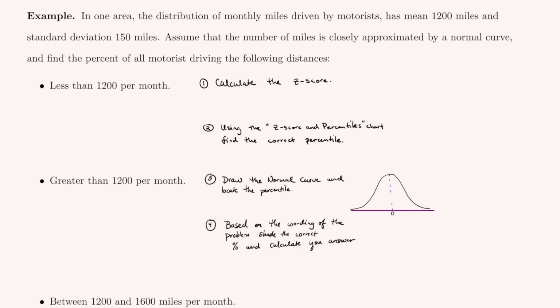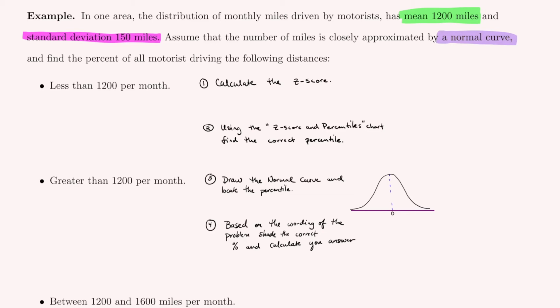In this next example, we are told that in one area, the distribution of monthly miles driven by motorists has a mean value of 1,200 miles and a standard deviation of 150 miles. Now we're told to assume that the number of miles is closely approximated by a normal curve. Keep in mind, once we're told that the data can be approximated by a normal curve, we have a lot of information regarding the z-score and their corresponding percentiles.